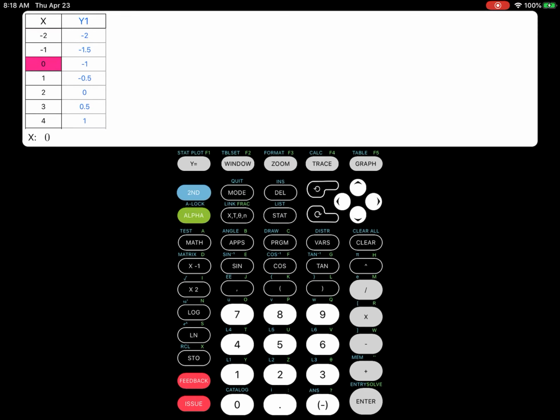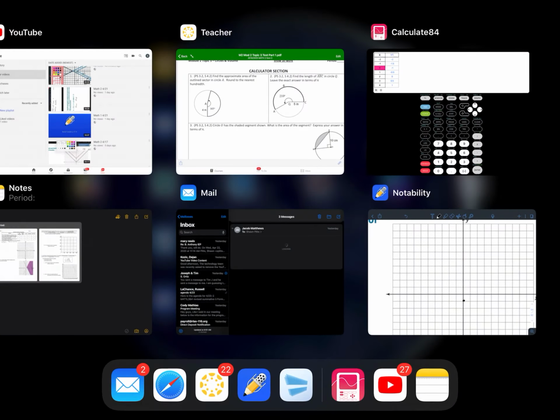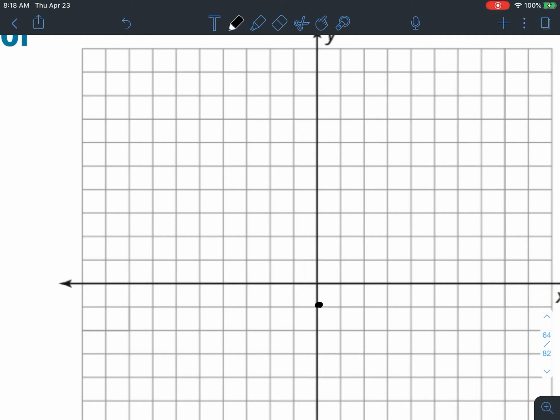When x is 1, y is -0.5. When x is 2, y is 0. So it's going to be easier to use the points 2, 0 and 4, 1. So 2, 0, 4, and 1.